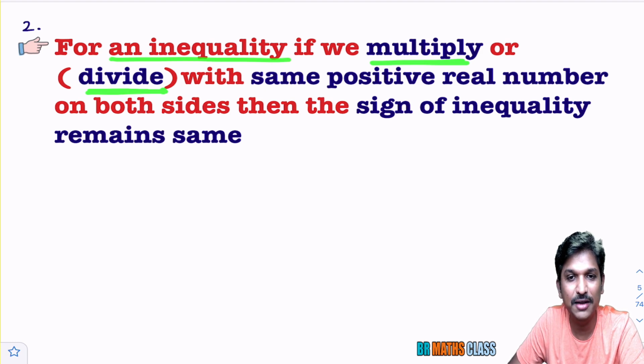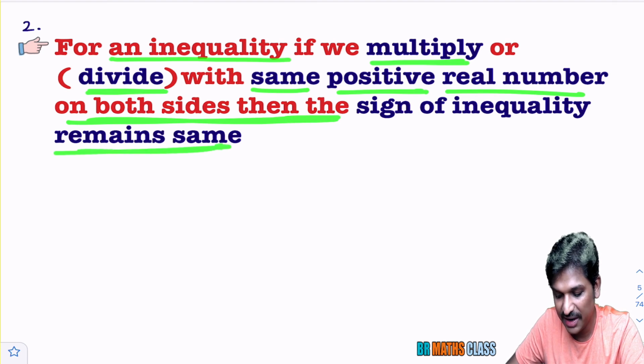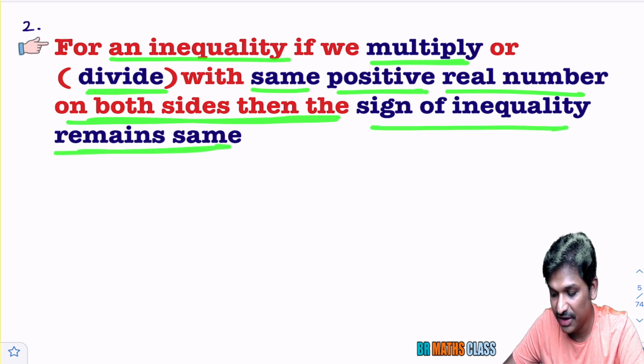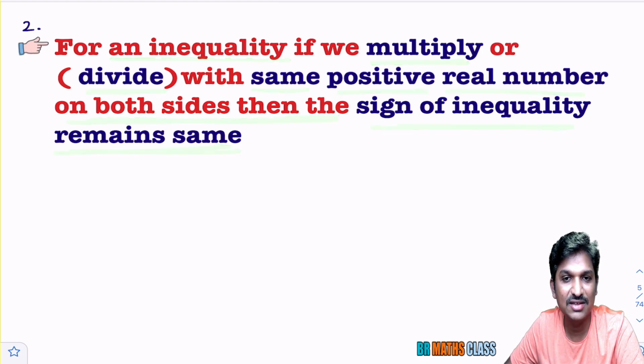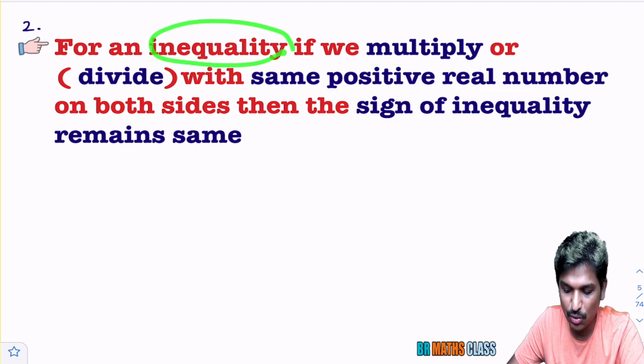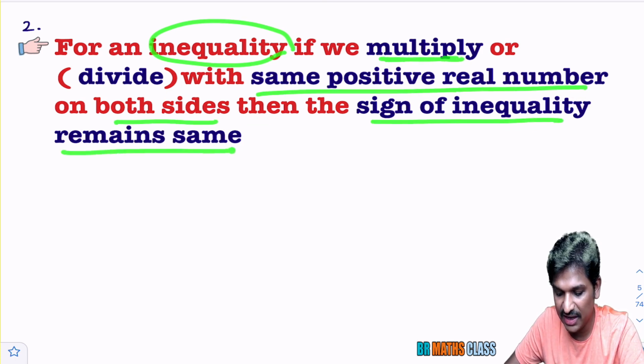Now this is multiply or divide with the same positive real number on both sides, then the sign of inequality remains the same. Here also the sign of inequality remains the same. Last one also, the sign of inequality remains the same. What is rule number 2? You take one inequality, you multiply with the same positive real number on both sides, then the sign of inequality remains the same.